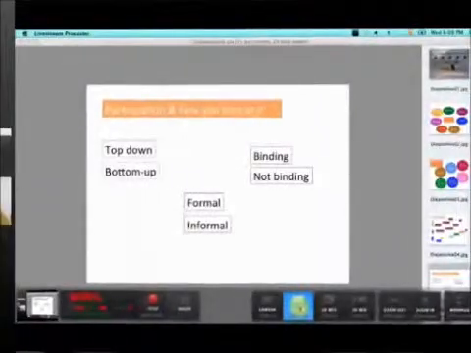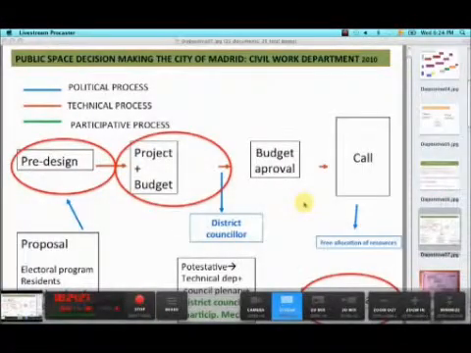And how does the proposal for that public space come? Where is this coming from? It's coming from either a proposal through the electoral program, so it is contained in the electoral program that we are going to make a square here, or it is proposed by the residents, maybe by informal participation, calling and putting some pressure on someone, or asking, or transmitting the needs of a particular group.